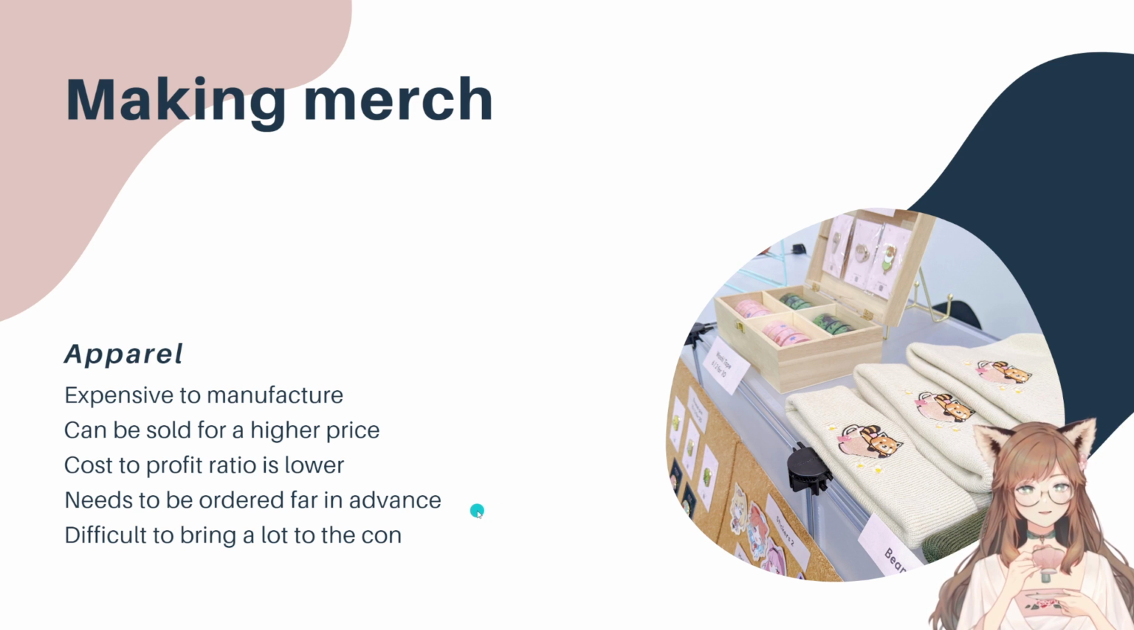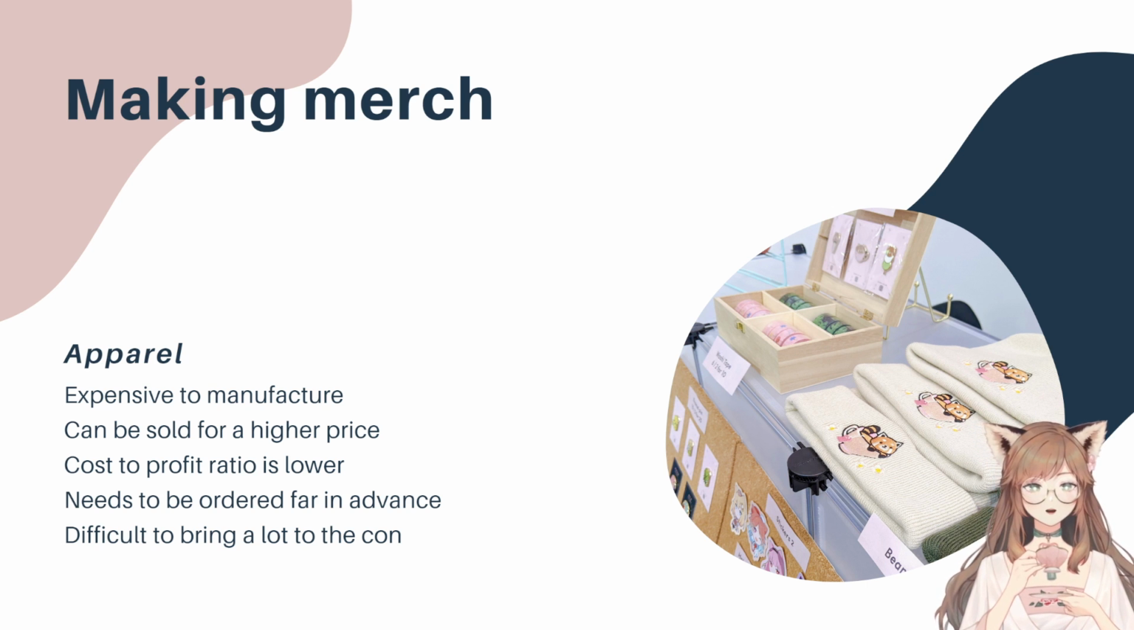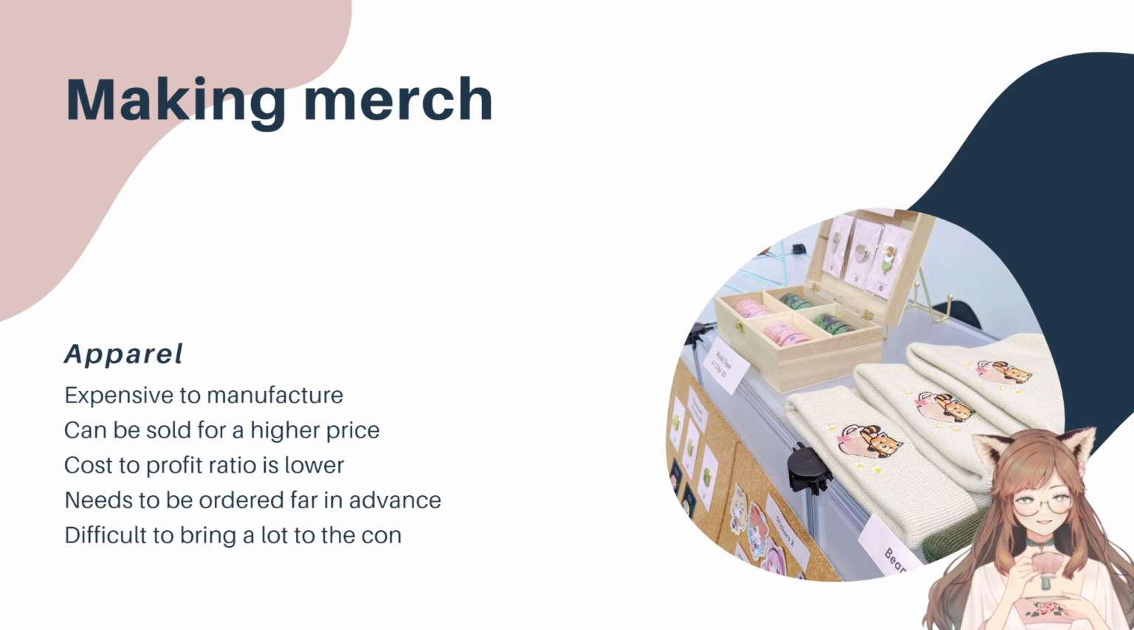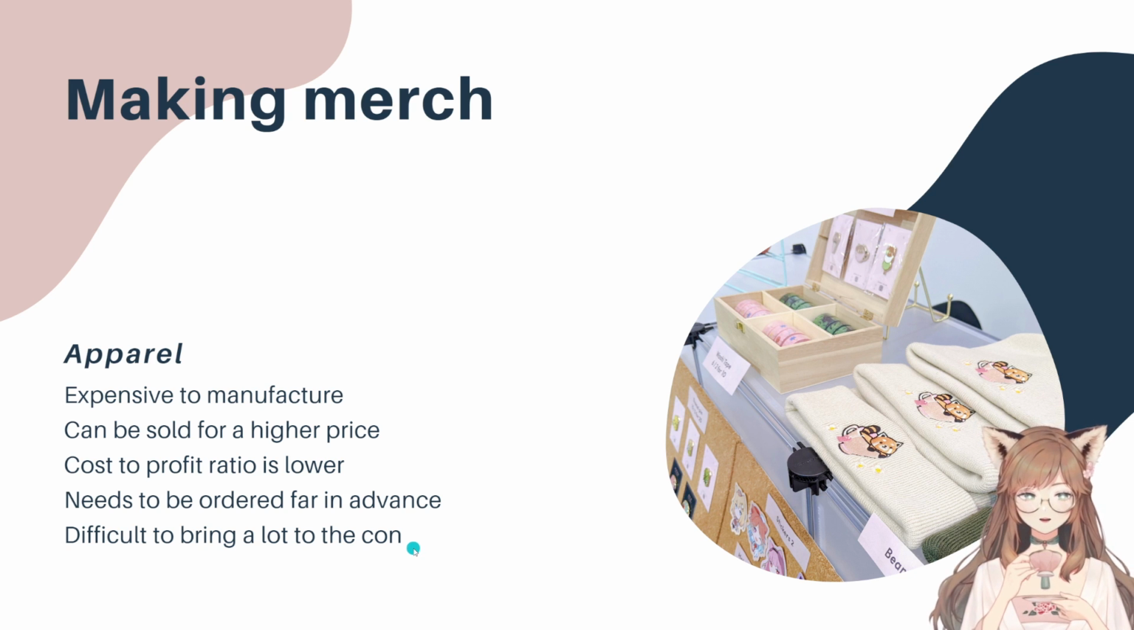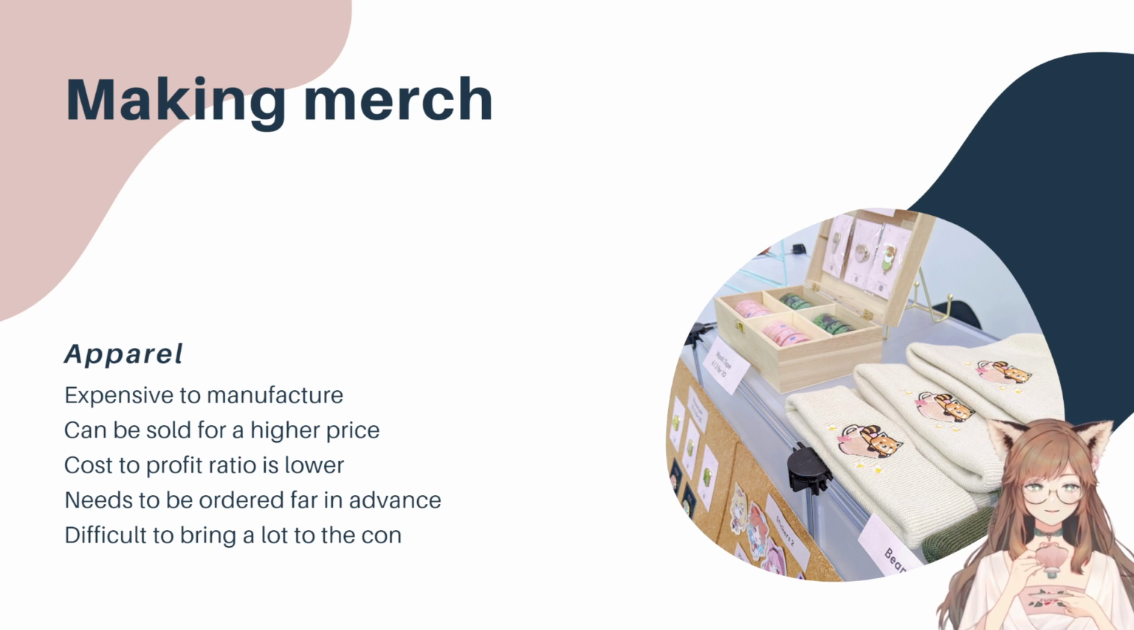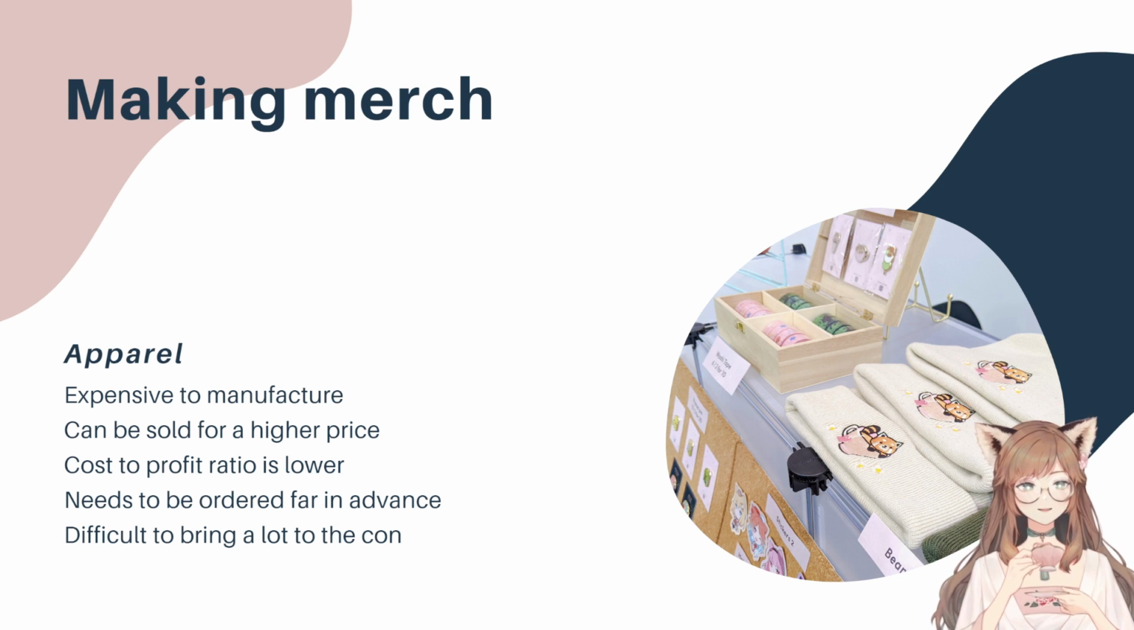They also need to be ordered very, very far in advance because of the way usually that they print them. They have to print them individually. They're not really super mass manufactured. They can't print 50 t-shirts at once. And it's also difficult to bring a lot to conventions because they take up much more space than a tiny charm or a flat piece of paper.